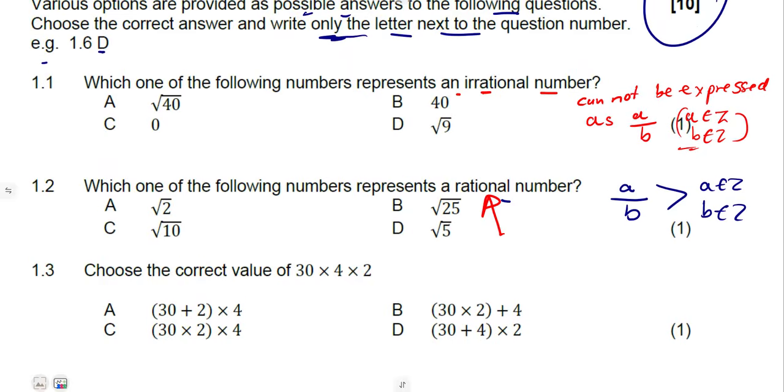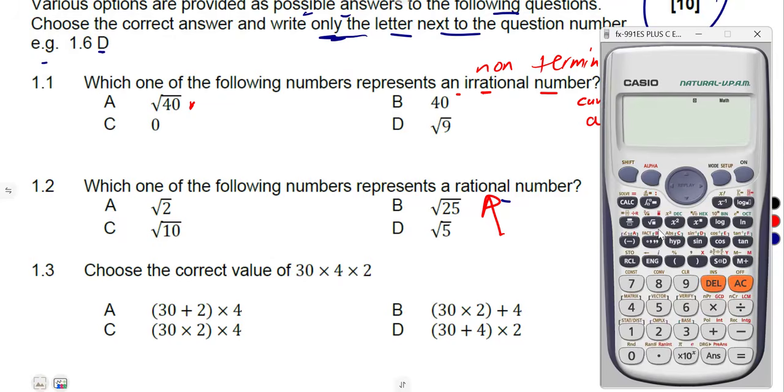Meaning to say, these irrational numbers that we're talking about, we are referring to non-terminating decimals. Remember, guys, non-terminating decimals. We are talking about those decimals that, when you are given a fraction and you want to express it as a decimal, it does not end. Non-recurring decimals. So we have got the square root of 40 on A. Let's consider that one on our calculator. The square root of 40.